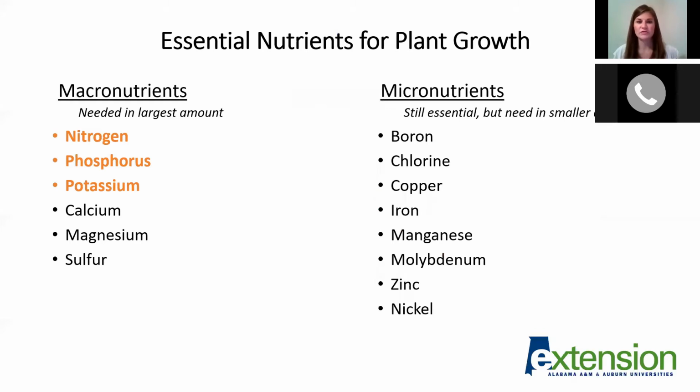So just starting with the basics of soil fertility, there are 17 essential nutrients for plant growth, and 14 of those are supplied by the soil. Those 14 nutrients can be divided into our macronutrients and our micronutrients. Macronutrients are those nutrients that are needed in the largest amount. Particularly nitrogen, phosphorus, and potassium are needed in very large amounts by plants, followed by calcium, magnesium, and sulfur. Then we have our micronutrients, which are still essential, but they're needed in much smaller amounts.